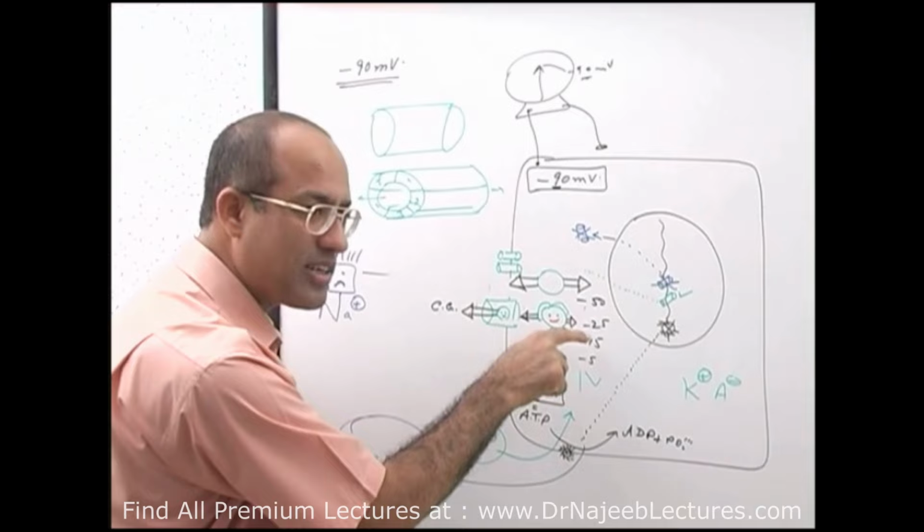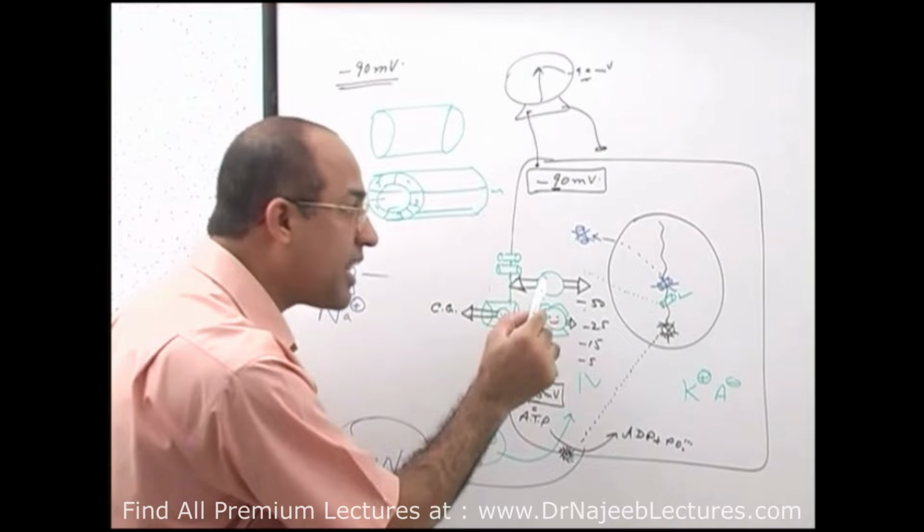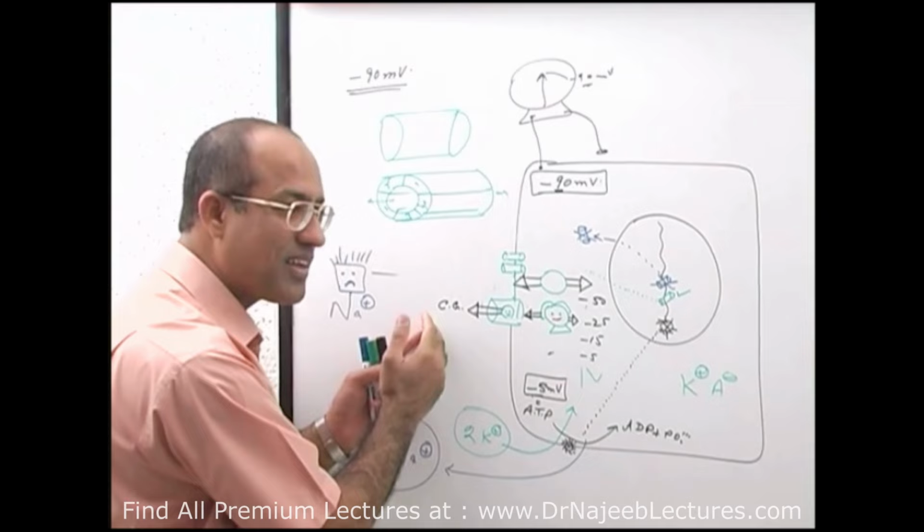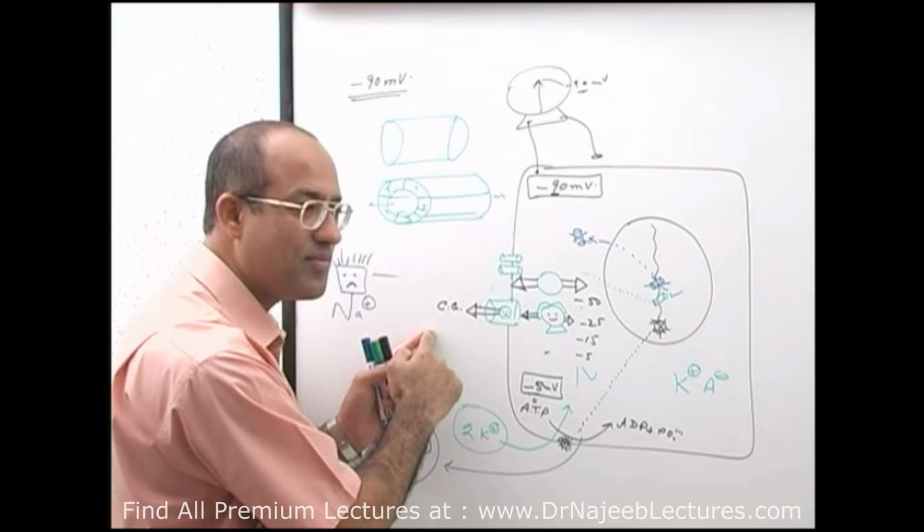So it means that as potassium is moving out, for the remaining potassium to leave the cell is becoming easier or difficult? Difficult. Is that right? As more and more girls leave, they are making it difficult for the rest of the girls to leave. Is that right? Again, what happened?